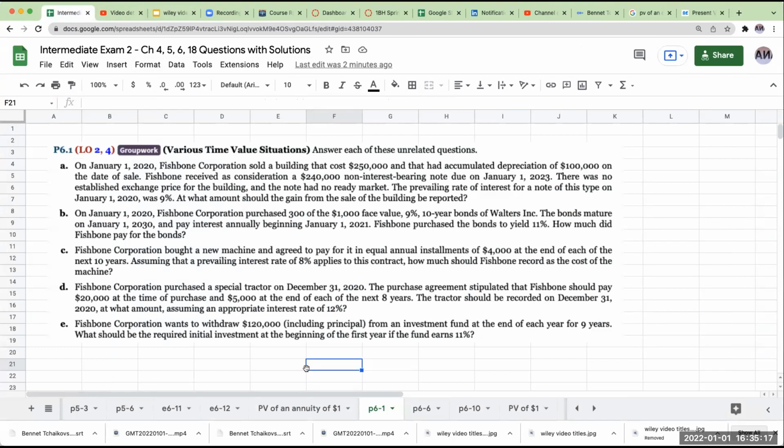On January 1st, 2020, Fishbone Corporation sold a building that cost $250,000 and had accumulated depreciation of $100,000 on the date of sale. Fishbone received as consideration a $240,000 non-interest-bearing note due on January 1st, 2023. There was no established exchange price for the building, and the note had no ready market. The prevailing rate of interest for a note of this type on January 1st was 9%. What amount should the gain from the sale of the building be reported?